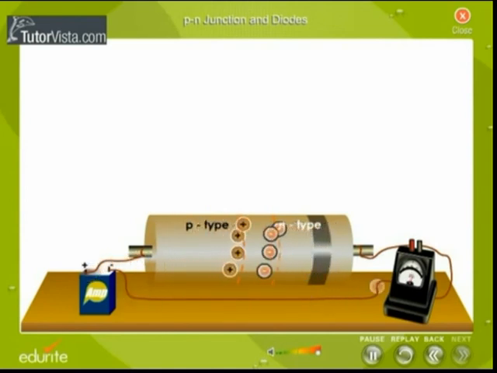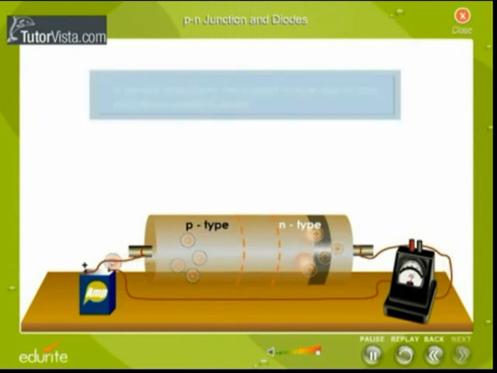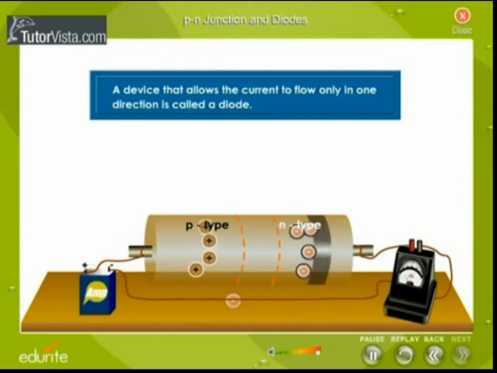Thus, the PN junction allows current carriers to flow through it if the junction is forward biased. A device that allows the current to flow only in one direction is called a diode. Thus, the PN junction can be described as a diode.